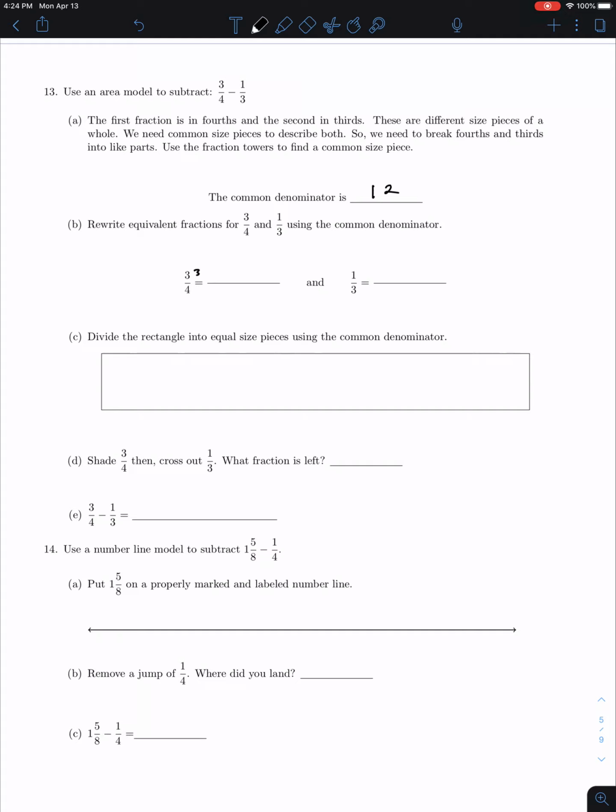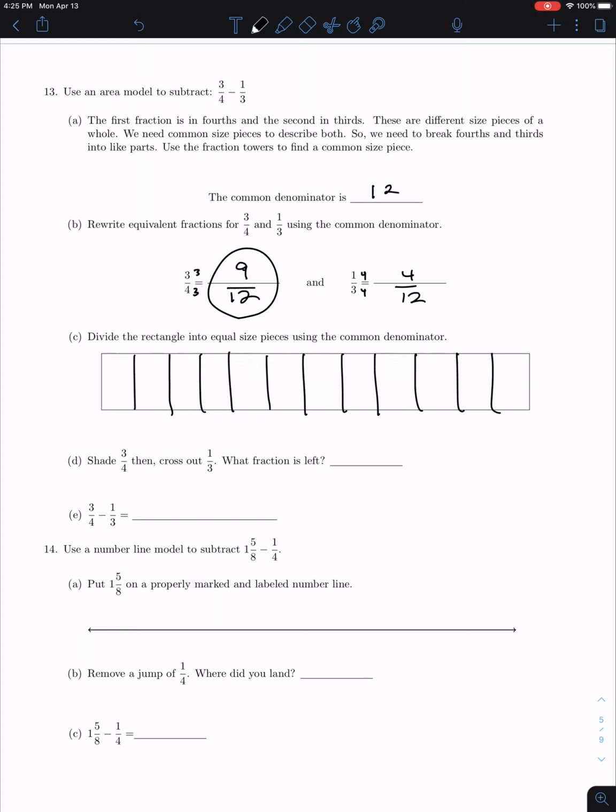So 3/4, I'm going to multiply top and bottom by 3. And 1/3, I'm going to multiply top and bottom by 4. So now that I've rewritten them, first thing I can do is go in and divide our rectangle up into 12 chunks with 11 lines. So I've got 1, 2, 3, 4, 5, 6, 7, 8, 9, 10, 11. And again, we want to plot 9 over 12, so we're going to shade 9 of these out.